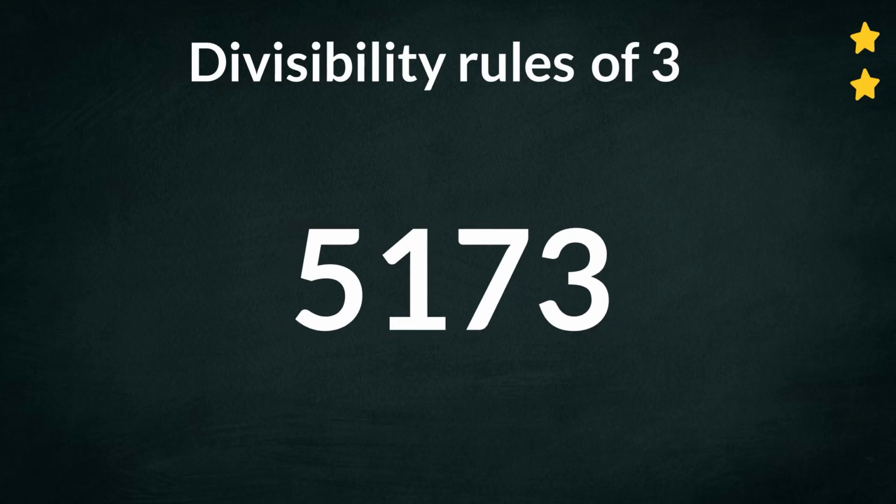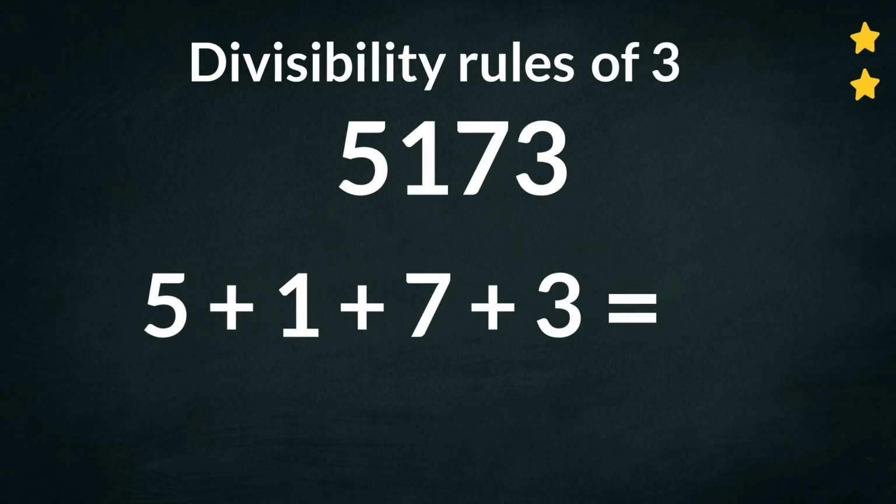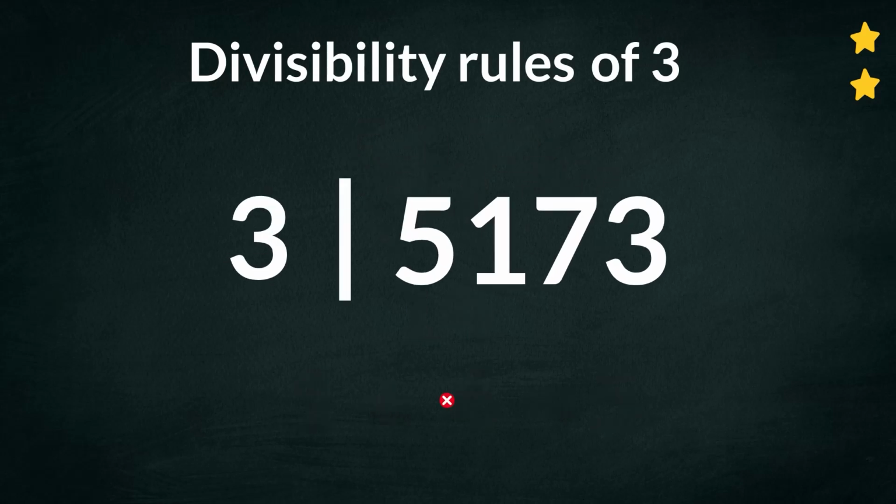5,173. Let's pause here so you can figure it out yourself. All right, 5 plus 1 plus 7 plus 3 equals 14. Then 1 plus 4 equals 5. Sadly, it's not 3, 6, or 9, so 5,173 is not divisible by 3. I'm so sorry.